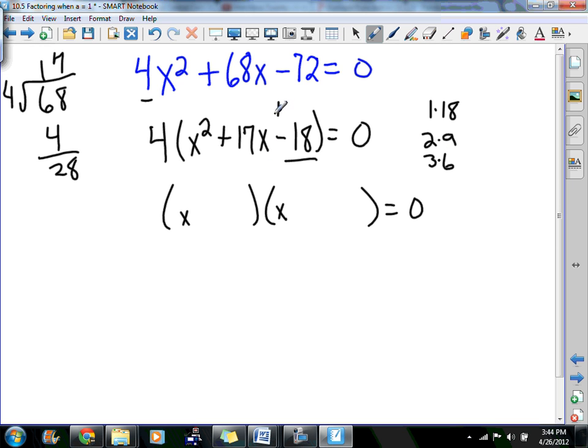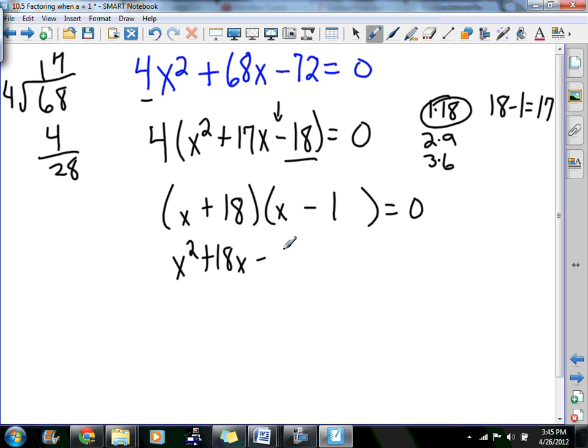Now here's the trick. Right there is a negative sign. So as soon as I see any negative in this problem, I know negatives are involved somehow. So now instead of adding these two numbers up, I'm looking here, 18 minus 1 is equal to positive 17. Therefore, when I go into these spots, it doesn't matter on which side, I'm going to go positive 18 and minus 1, just like I had right here. Now, I check my work, I get x squared plus 18x minus 1x minus 18 is equal to 0. And that's what I started with.